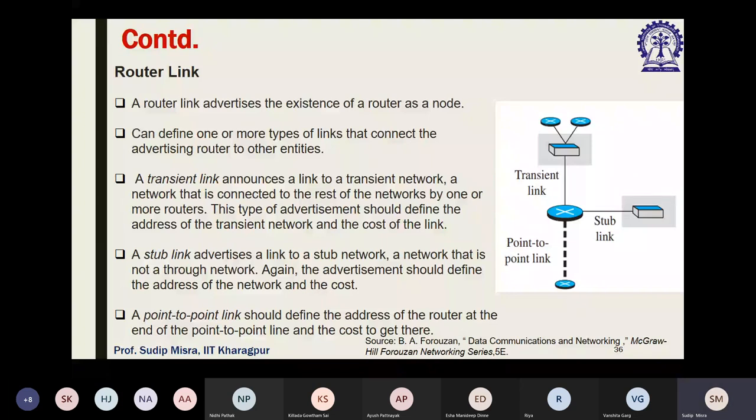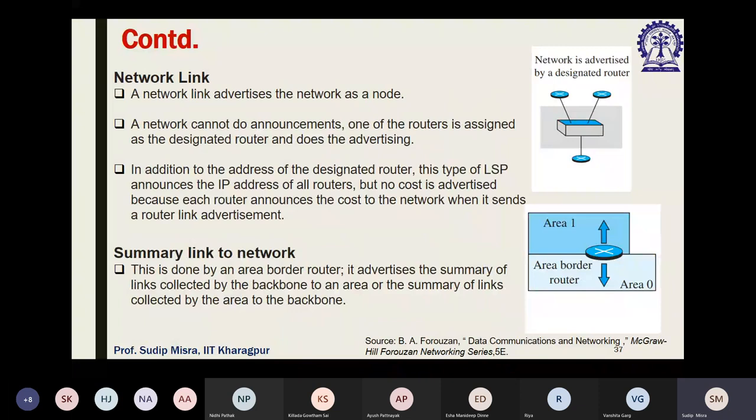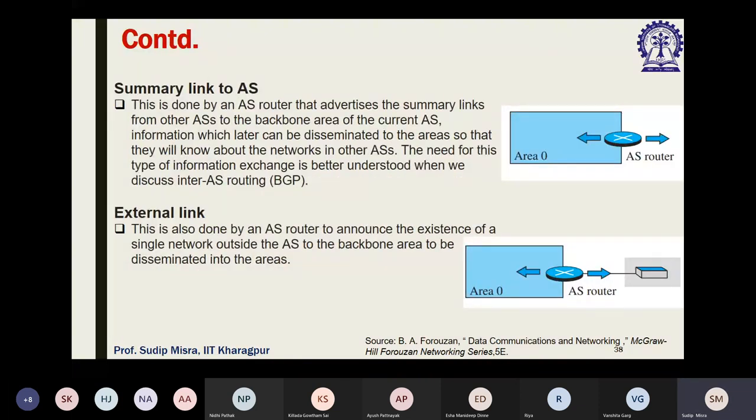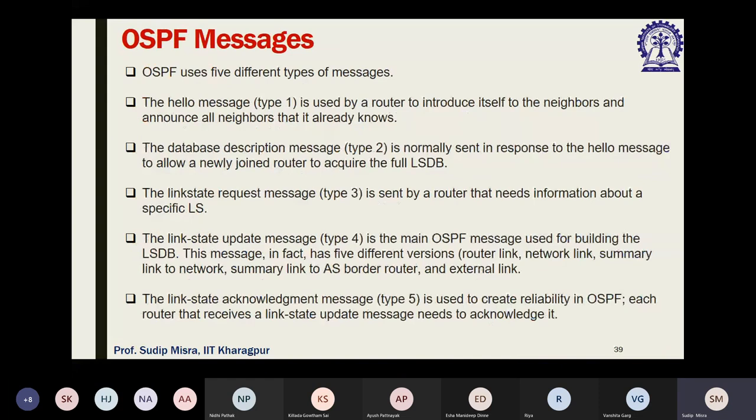And then you have the point-to-point link. This is basically between two direct routers. A link between exactly two different routers is going to be a point-to-point link. Okay, so please go through all of these details. In the book it is there.